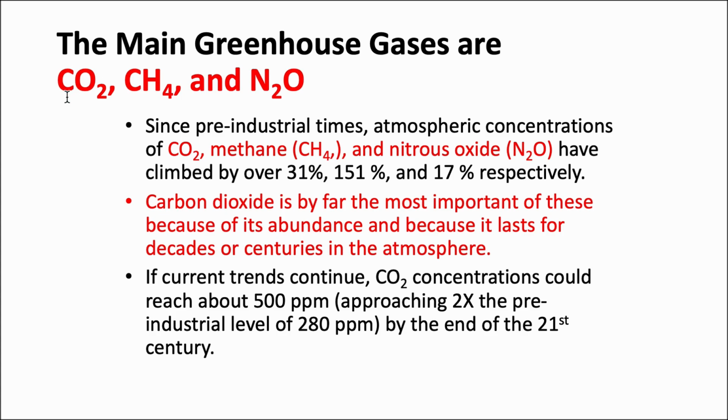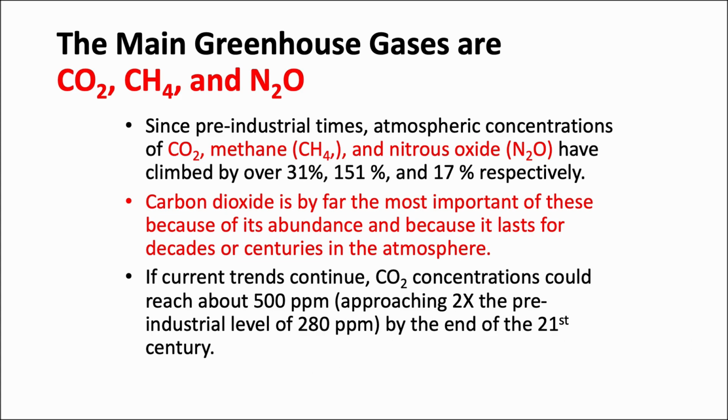They have climbed by over 31%, 151%, and 17%. Carbon dioxide is the most important greenhouse gas because it lasts for decades or centuries in the atmosphere. Methane and nitrous oxide are less stable, so they persist for a lower duration. They will split apart and bind with other molecules in the atmosphere in a few years. Whereas CO2, once you put it out in the atmosphere, is going to be there for hundreds of years.